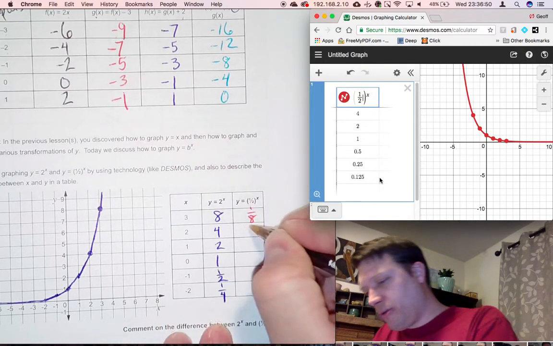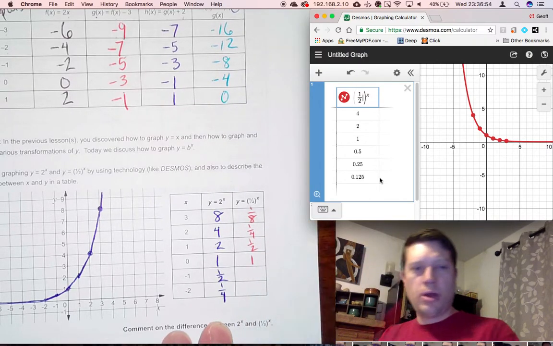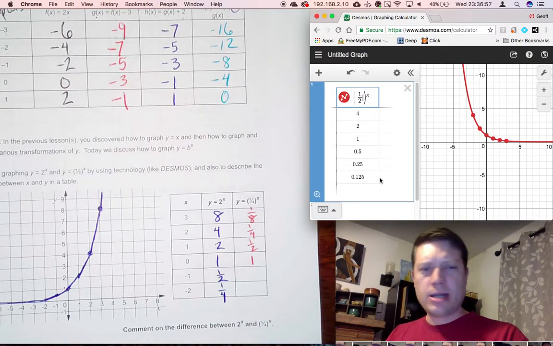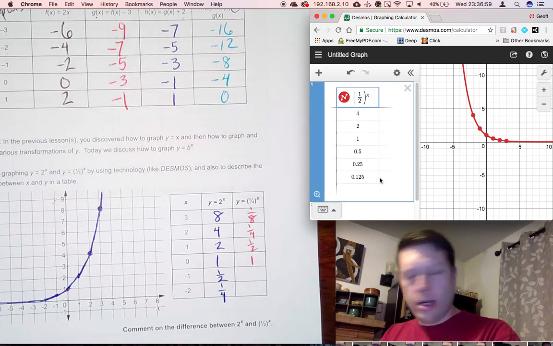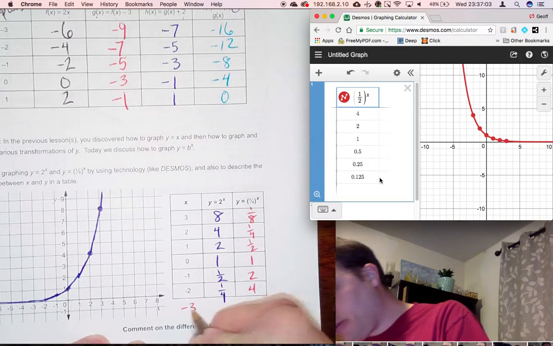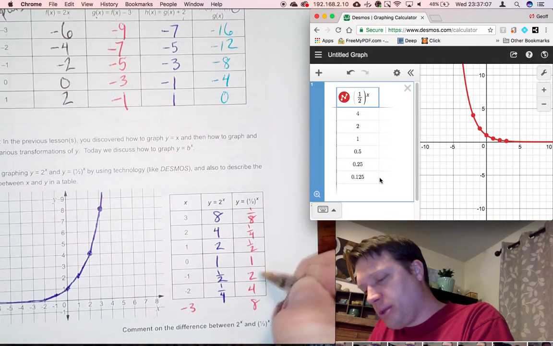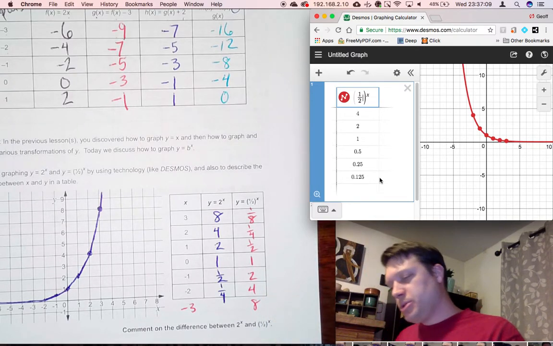2 goes to 1/4. 1 goes to 1/2. 0 goes to 1. They do cross at the y-axis. -1 goes to 2. -2 goes to 4. I'm guessing -3, because it's like the flip of this pattern, would go to 8, or we're doubling, doubling, doubling every time. So now I'm going to plot them.